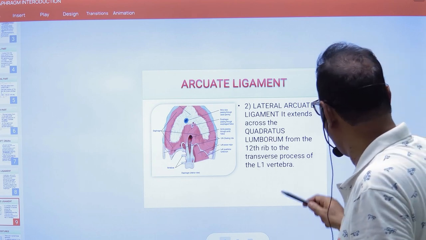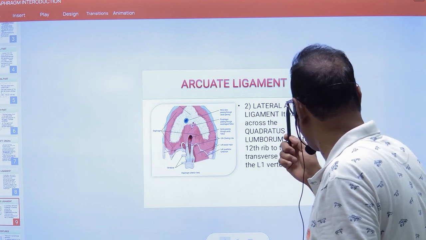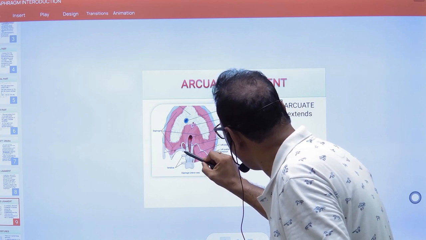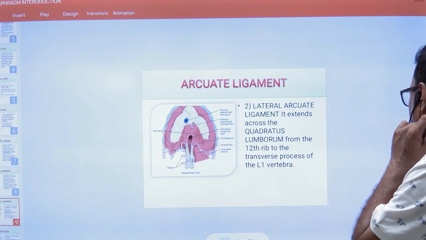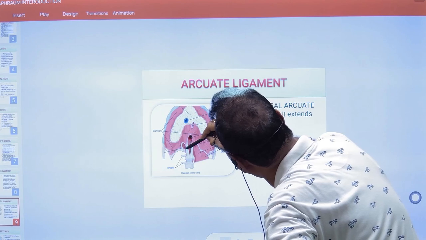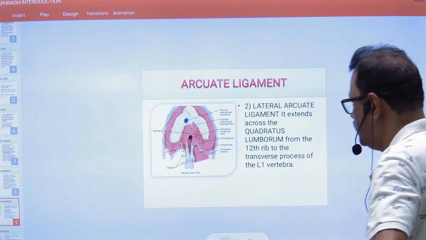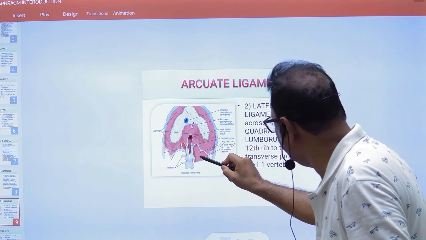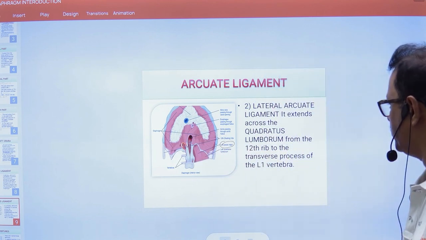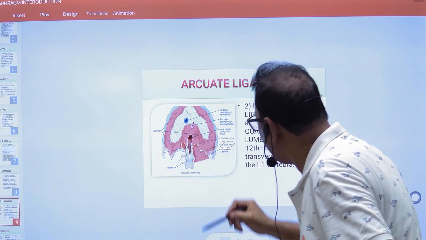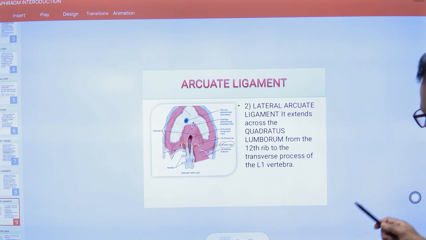The lateral arcuate ligament extends across the quadratus lumborum from the 12th rib. See this one. This is the vertebra, and this is the transverse process of L1, and it is giving rise to the median arcuate ligament. This median arcuate ligament is over the psoas major muscle. This is the left psoas major muscle, and we have the right side psoas major muscle. So this median arcuate ligament is coming from the transverse process of the L1 vertebra.